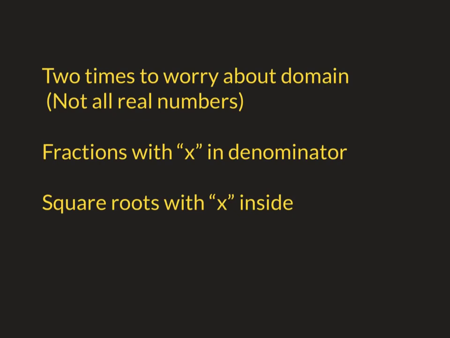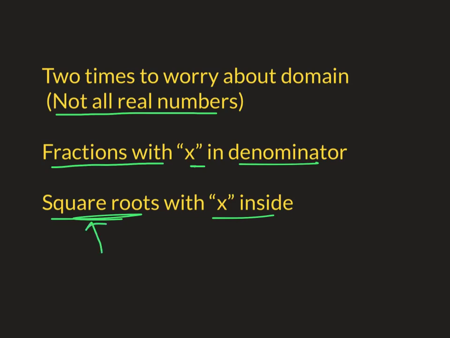Here we go. Two times to worry about domain. So most of the time, to be honest with you, most functions' domain is all real numbers. So you don't have to worry about it. Two times you do have to worry is when there's fractions with an x or a variable in your denominator, or a square root with x inside. Really, I should say even roots right there. If it's an odd root, like a cube root, it's all real numbers all the time. If it's an even root, then you do have to worry about what your domain is, or what your value of x can be. The reason with a fraction with x in the denominator, remember, denominators can never equal 0, so you can never have a denominator equal to 0.